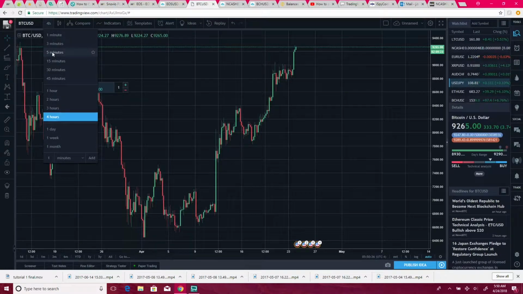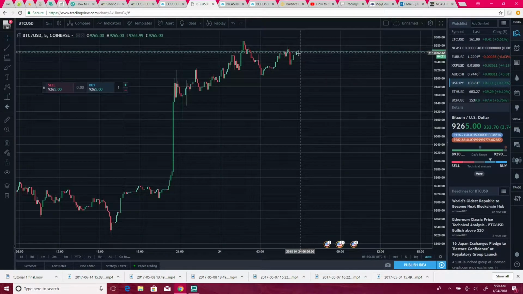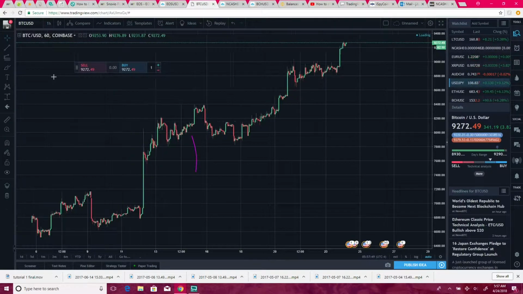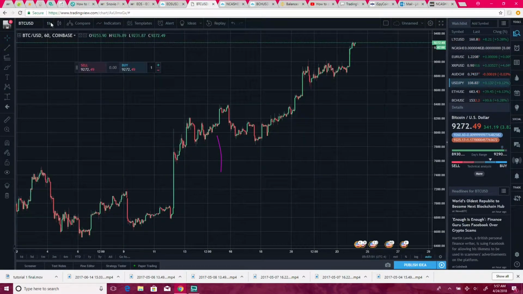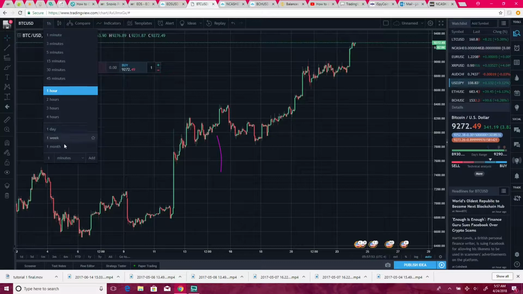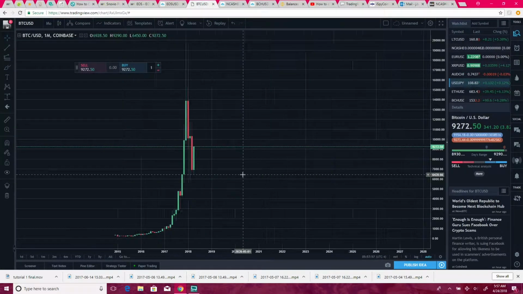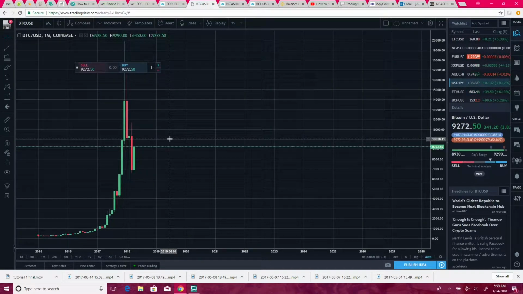If I change this to 5 minutes, each candlestick represents 5 minutes, and we have 4 minutes left in this candlestick that's right here that you can't really see. Yeah, I think that's going to be all for this video. I mean, you can come out here and chart. Look at this. Each candlestick is 1 month.